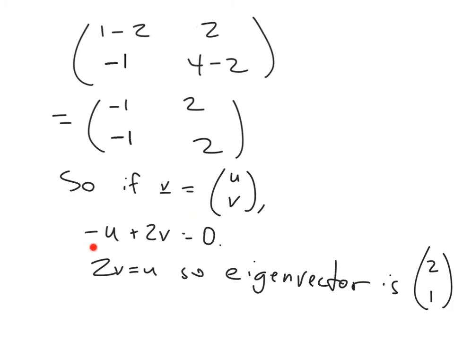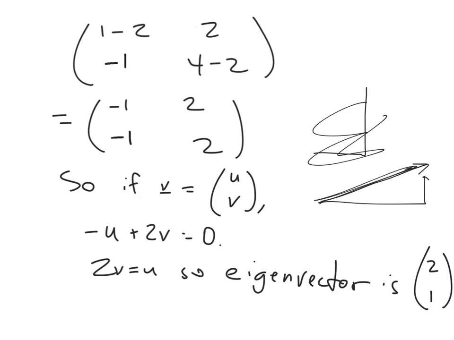And so we just need some vector that satisfies negative u plus 2v equals 0. And so that tells us that 2v is equal to u. So if we choose some number for v, let's just choose 1, then we should choose twice that number for u, which will be 2. So an eigenvector is (2, 1). Of course, any multiple of this vector is also an eigenvector. However, (2, 1) is a relatively nice way to represent this vector direction, and that vector direction is going over 2 and up 1, so it's this direction, the eigen direction associated with the eigenvalue 2.